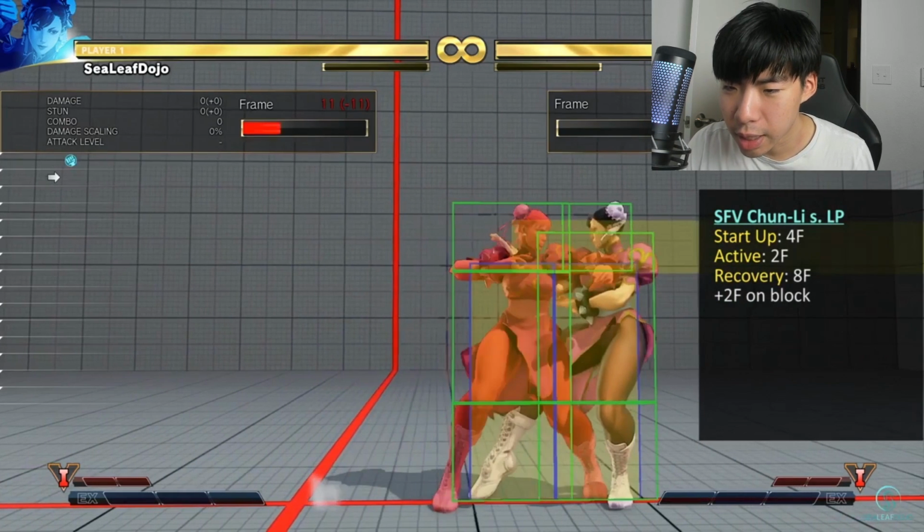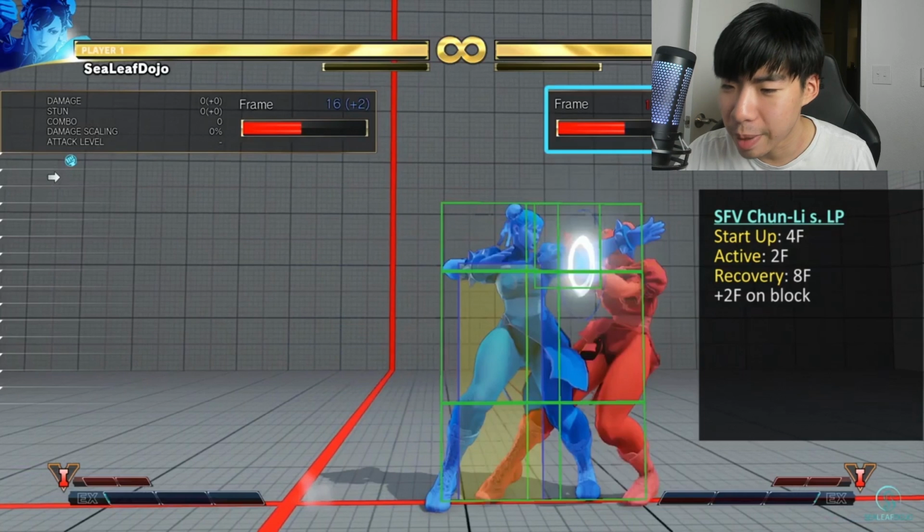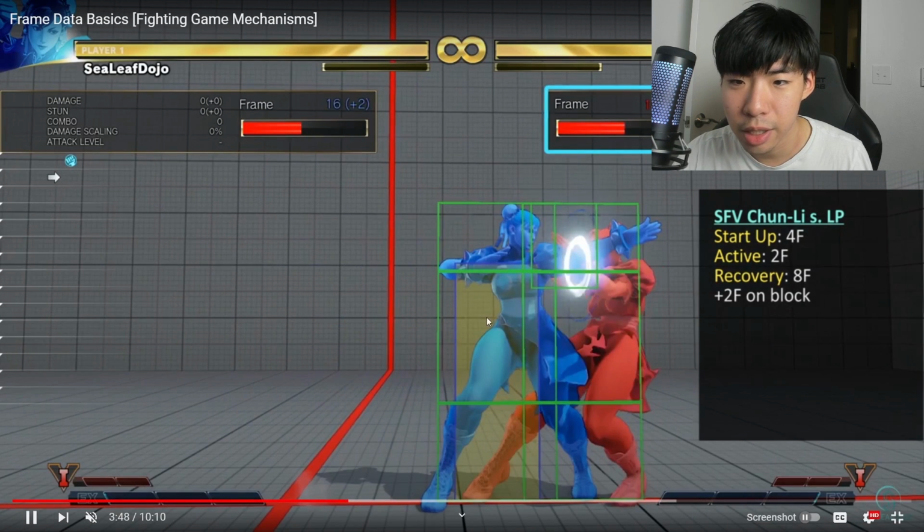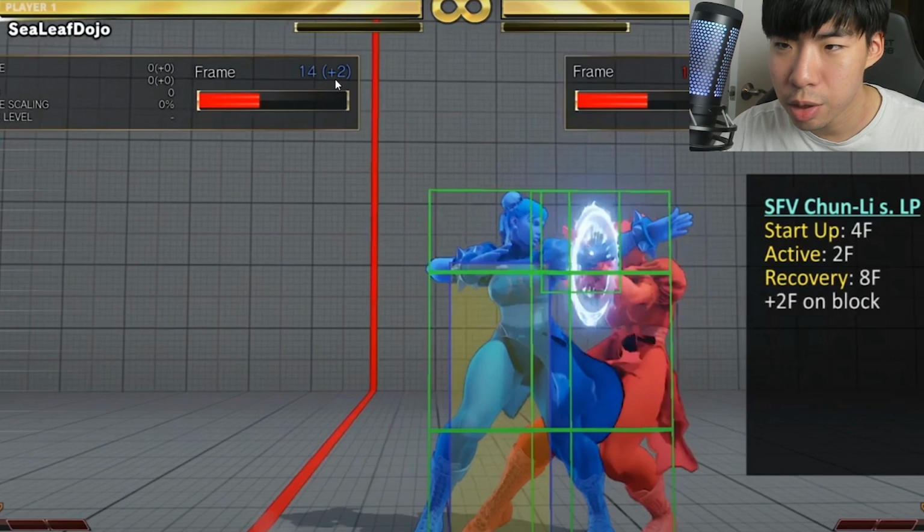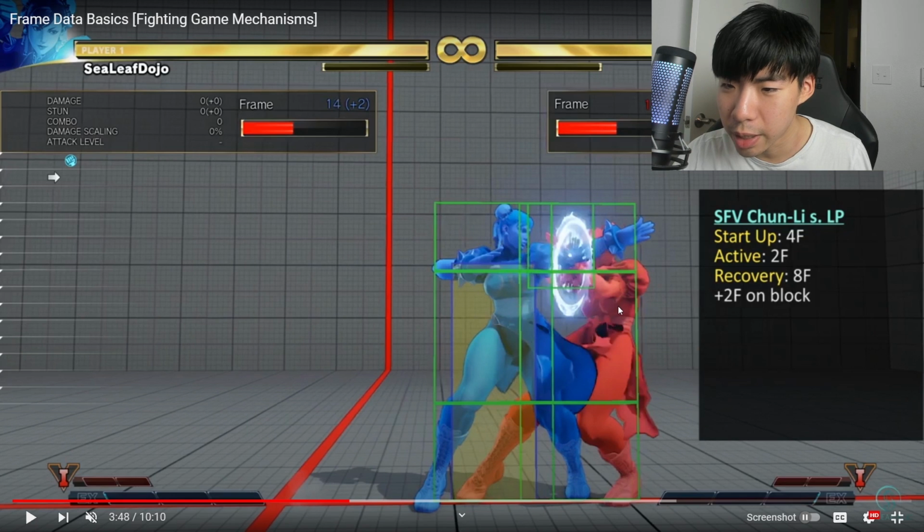And then I mentioned the second use case is to talk about advantage or disadvantage. So you can see the blue Chun-Li is +2, while the red Chun-Li is -2. +2 means you can act 2 frames earlier than your opponent. -2 means you act 2 frames later than your opponent. And this means that the blue Chun-Li is at advantage since she can act earlier than her opponent.